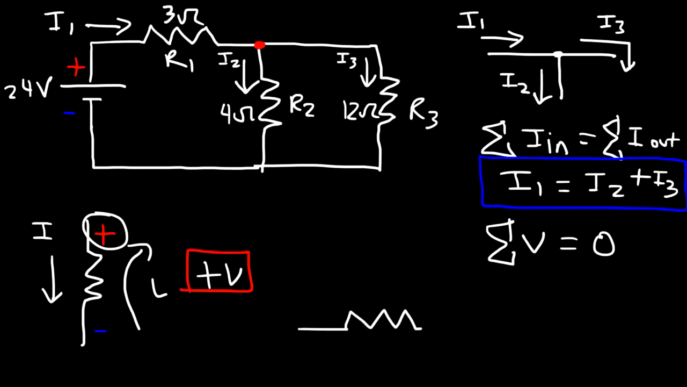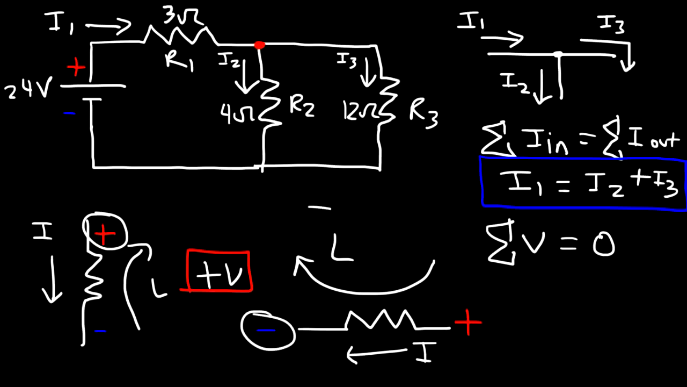Now let's say we have a resistor and the current is flowing in this direction, and using the loop rule, we're traveling in this direction. Will this be associated with a voltage drop or a voltage lift? We know that current flows from positive to negative. So we're traveling towards a low potential. So this will be associated with a voltage drop.